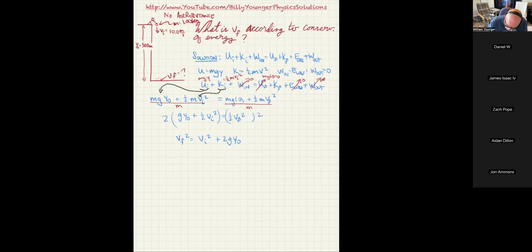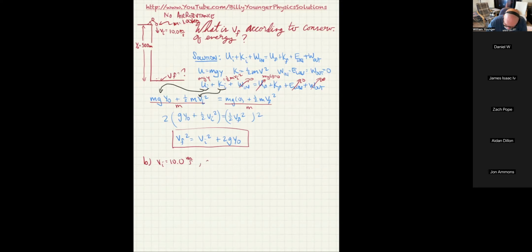So this is the answer for part A. Now for part B, let's go ahead and calculate exactly what this final speed would be. So for part B, we have v initial was equal to 10.0 meters per second.